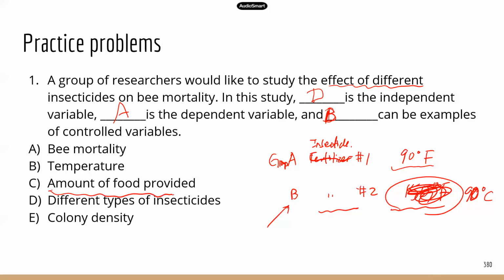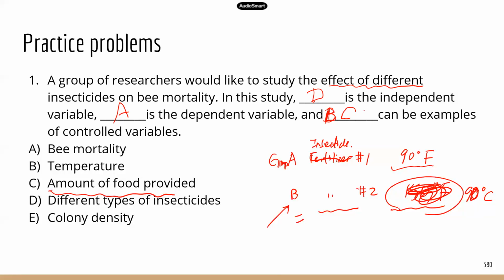What about food? The amount of food provided, of course, that could be a confounding factor, right? If you give A a lot of food, more than what they can eat, and then you don't give group B enough food, then it's likely that some bees might not make it in group B, right? And again, if you see mortality, you don't know whether it's due to the absence of sufficient food or because of the insecticide.